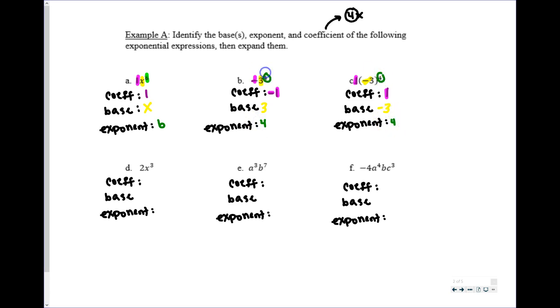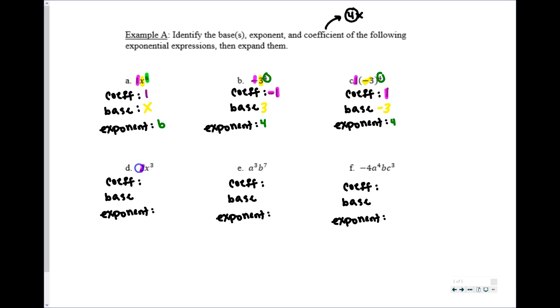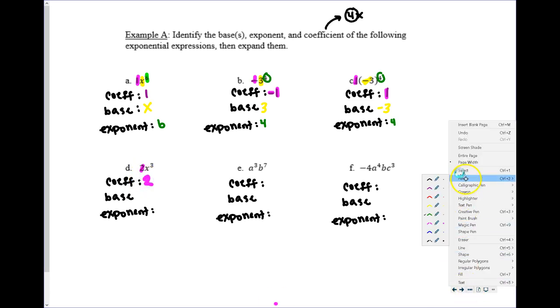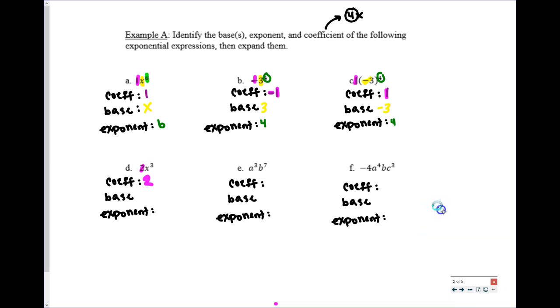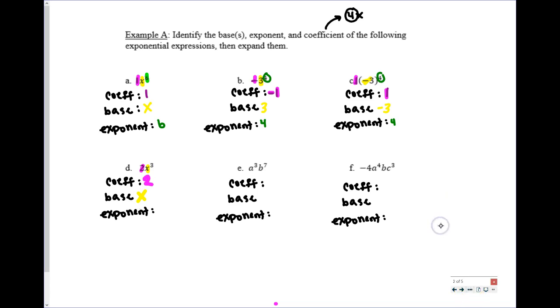All right, letter D. I've got a coefficient of 2. So there's my coefficient of 2. My base is x right there. So the base is x, and my exponent is just the number 3. So that one is a little bit easier to see because it's just the number 3.